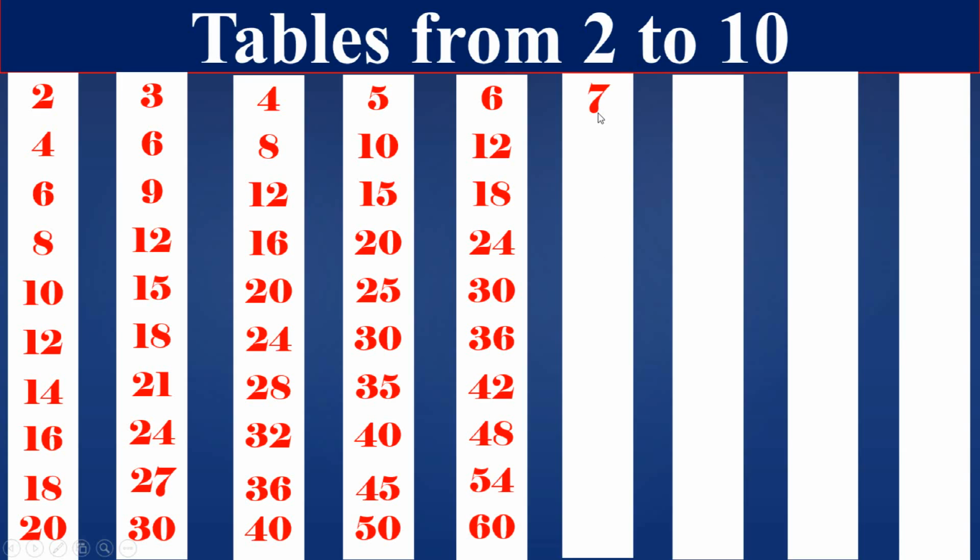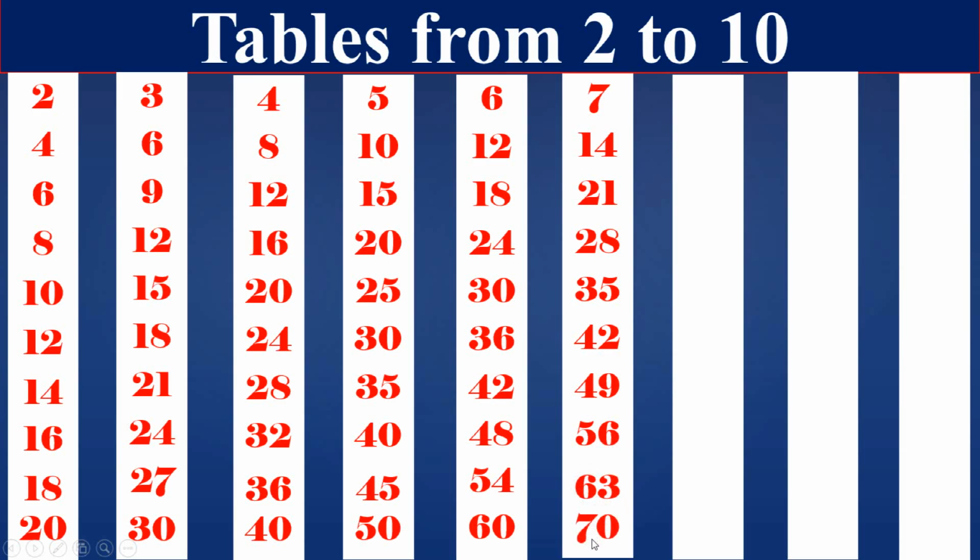7 times 1 is 7. 7 times 2 is 14. 7 times 3 is 21. 7 times 4 is 28. 7 times 5 is 35. 7 times 6 is 42. 7 times 7 is 49. 7 times 8 is 56. 7 times 9 is 63. 7 times 10 is 70.